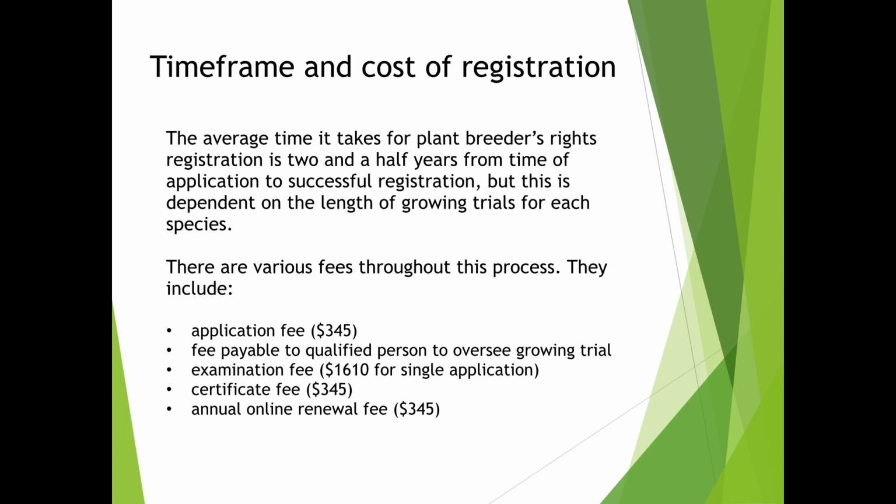It is also important to note that there are various fees required to be paid throughout this process. They include an application fee of $345, a separate fee payable to a qualified person you employ to oversee your growing trial, an examination fee of $1,610 per single application, a certificate fee of $345, as well as an annual online renewal fee of $345 payable on the anniversary date that your plant breeders' rights were first granted.